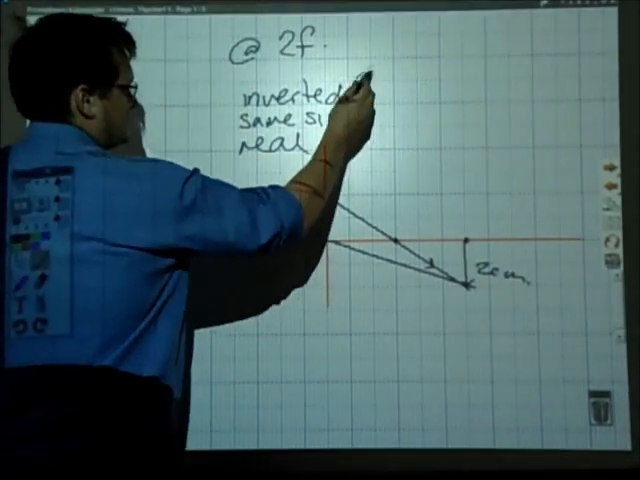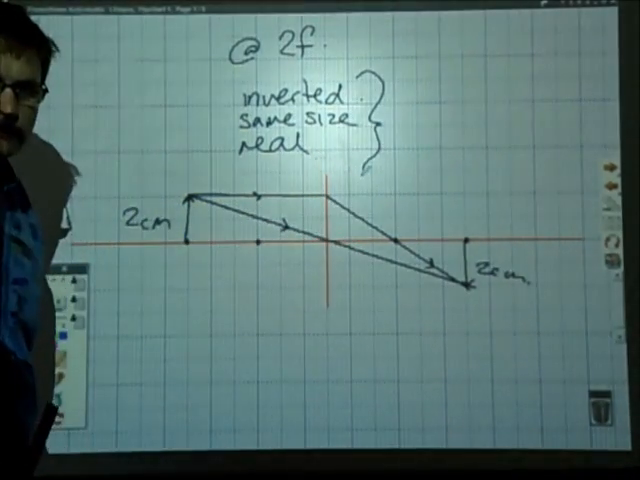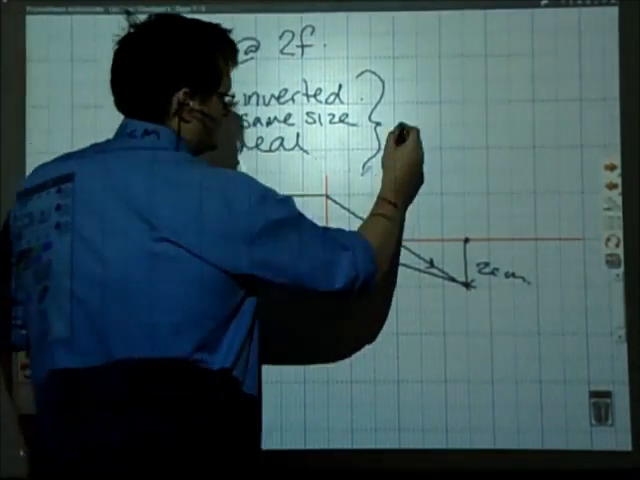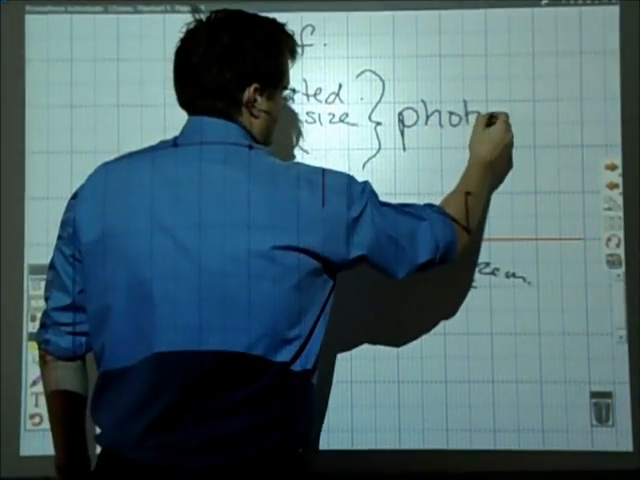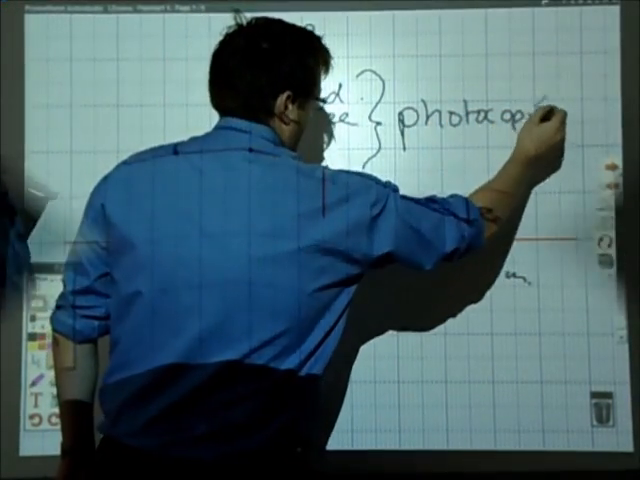So what would we use this for? Well, when do you want to produce an image that's exactly the same size? It's when you're on a photocopier. Okay? Focal point away and done.